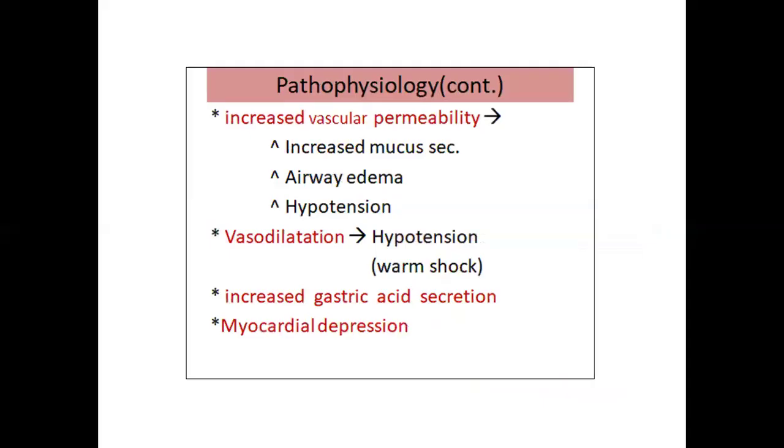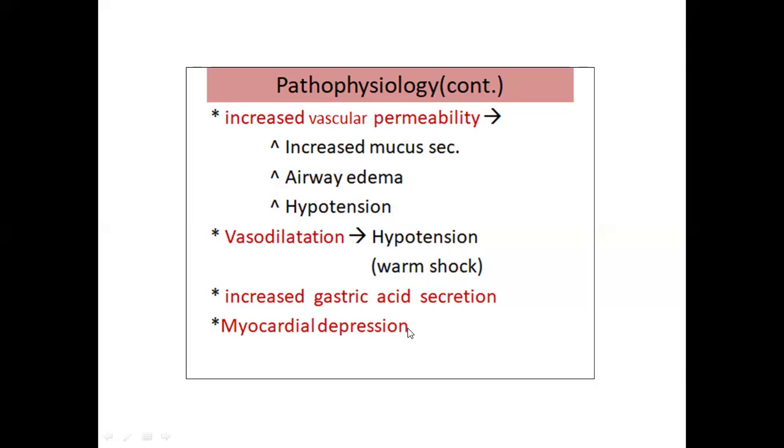What are the other actions of histamine? It increases vascular permeability, causing increased mucus production, increased airway edema, and causing hypotension also. That means this is basically a hypovolemic shock, right? Due to increased vascular permeability. And histamine also causes vasodilatation, causing hypotension. That means distributive shock here. It causes gastric acid secretion also, and also cardiac depression. Cardiac depression, the cardiogenic shock.